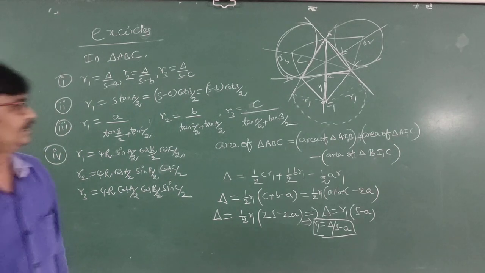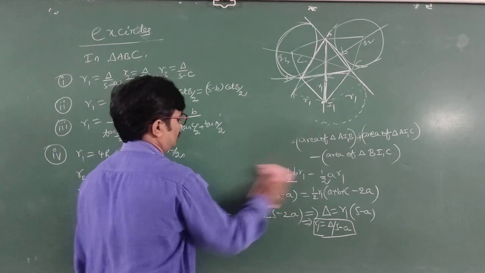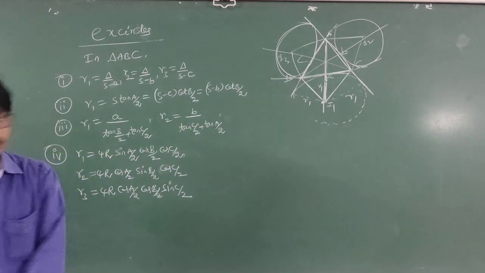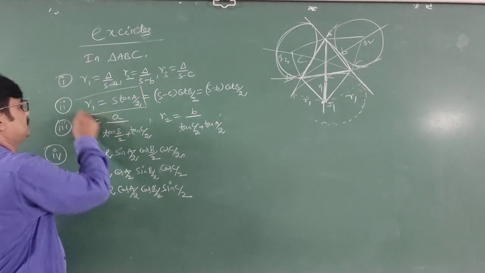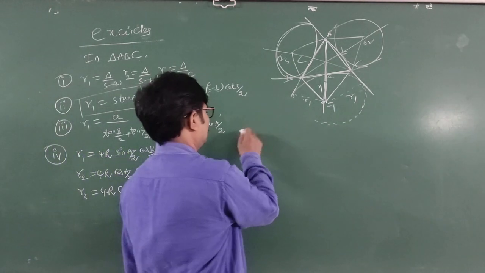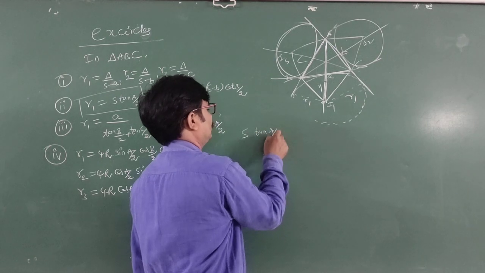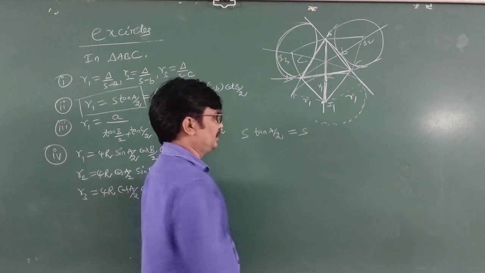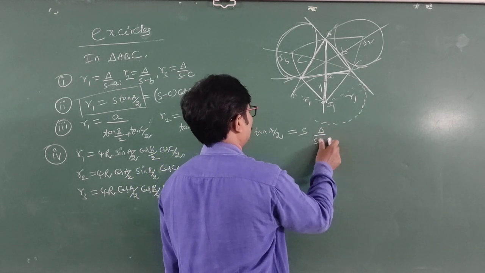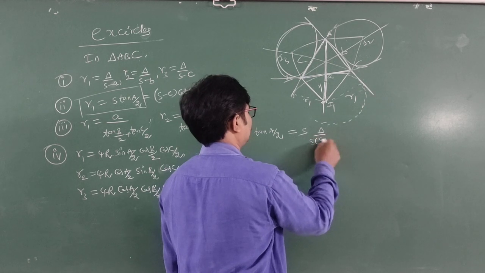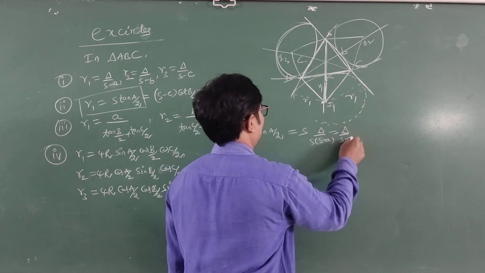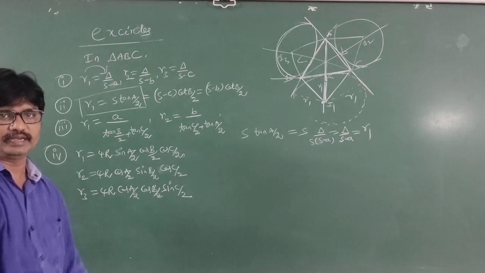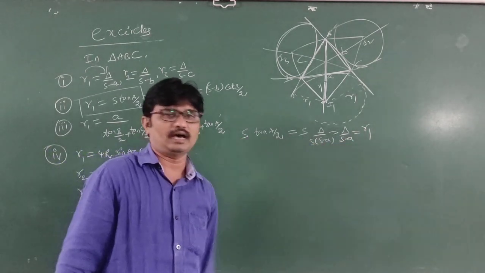Okay students, right now we have to prove the second one, that R1 is S tan A by 2. How to prove that S tan A by 2? So my dear students, S tan A by 2 we can write as delta by S into (S minus A). That is, S and S cancel, delta by (S minus A). Just now we saw that R1 is delta by (S minus A). So students, S tan A by 2 is R1.